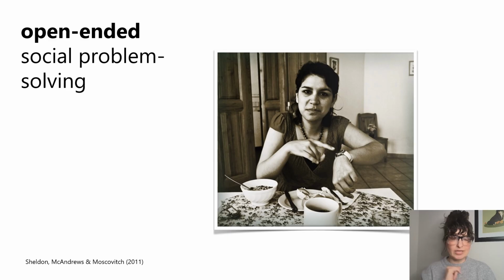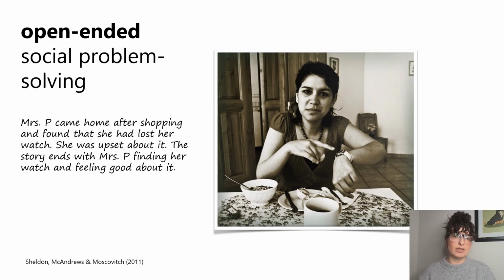In this experiment, here's the premise for their social problem-solving task. Mrs. P came home after shopping and found that she had lost her watch. She was upset about it. The story ends with Mrs. P finding her watch and feeling good about it. So participants in this experiment were instructed to try to describe a plausible scenario where you got from point A to point B. Like, how do you fill in that gap?